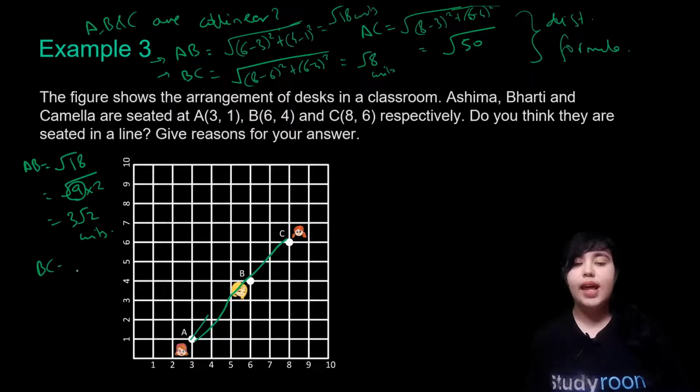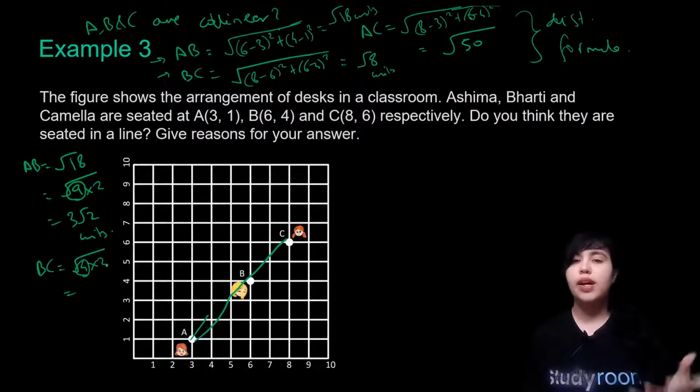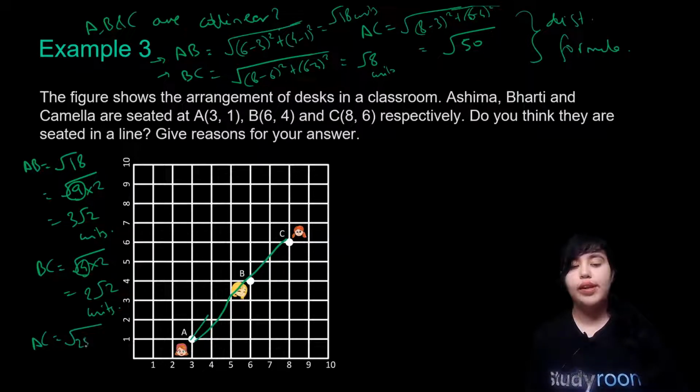If I take BC, that is root 8, that is root 4 into 2. I can pull this 2 out, because this 4 will become 2 outside. So it will become 2 root 2 units. And if you find out AC, which is root 50, that is root 25 into 2, I can take out this 25, it becomes 5. So 5 root 2 units.